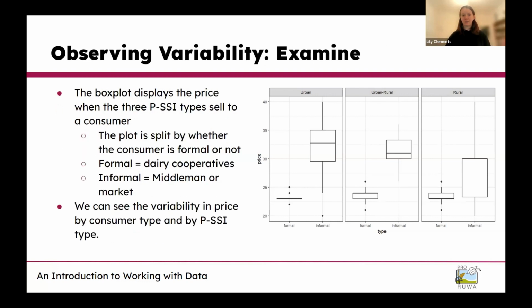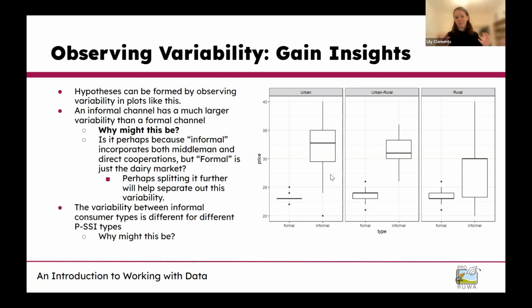So if we remind ourselves back here, we have that formal is just one dairy cooperative, and informal is middleman or the market. Hypothetically, as a hypothesis that we can say at the moment, maybe our lower values in our informal channel are for middleman and our higher values are for a direct market. And that's why we see this huge variability in here. We're not sure. But we can observe and we can create these hypotheses.